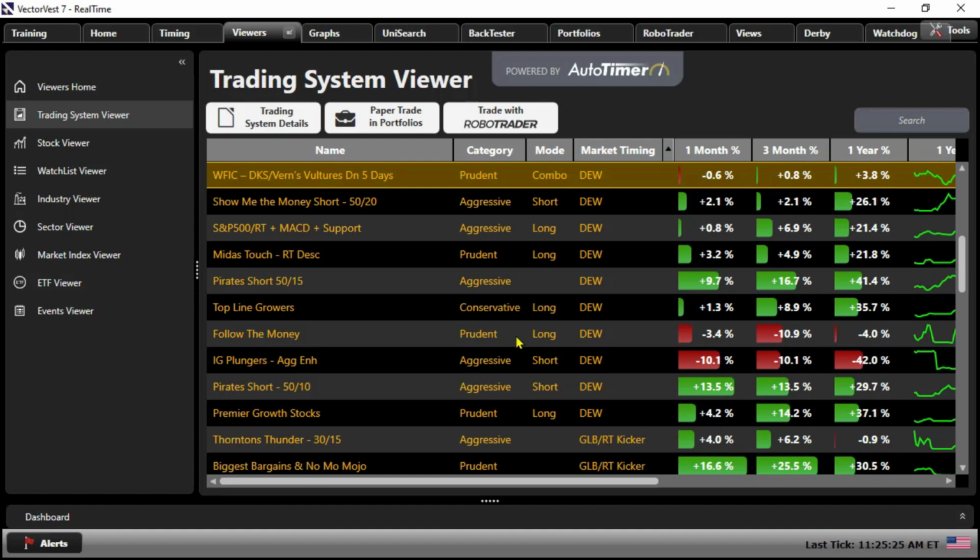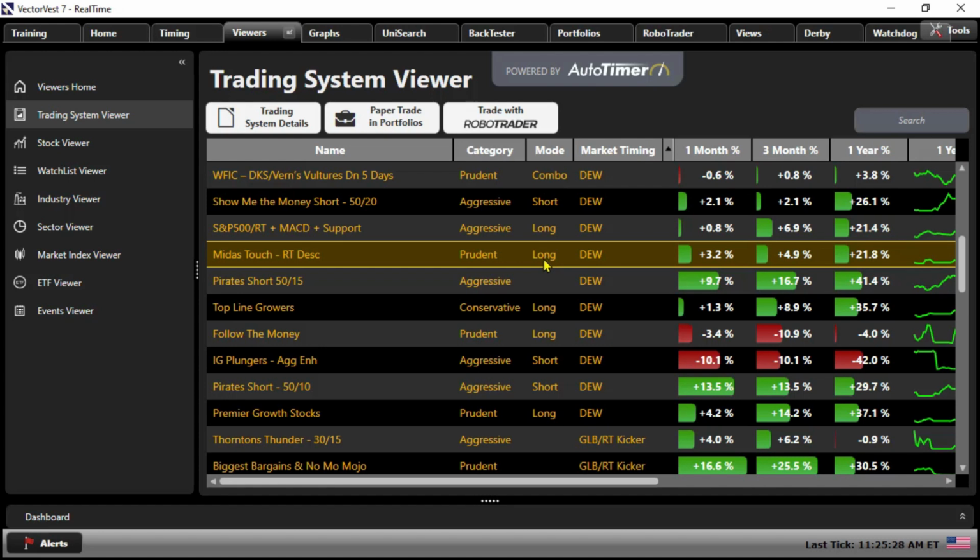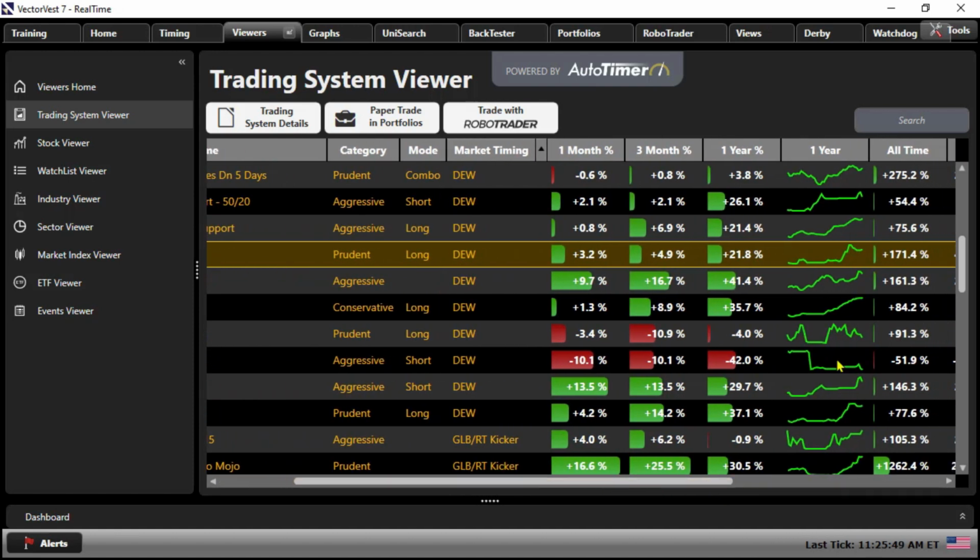Now, a couple that I would highlight, because I really like the stock picking methodology here, tied into the frequency of signal with the DEW. Midas touch stocks, these high momentum stocks, tend to really jive well with that kind of temperament on your market timing. And so this Midas touch RT descending is one to certainly think about. Even in this current market condition, it's done really well over the last year. It's hanging in there over the last 3 months pretty well. And a lot of the good work has been even over the last month, which makes some sense. Market's kind of heating up right now, right?